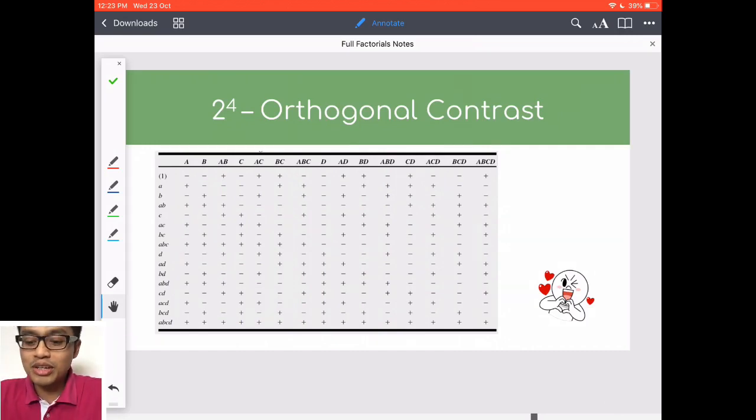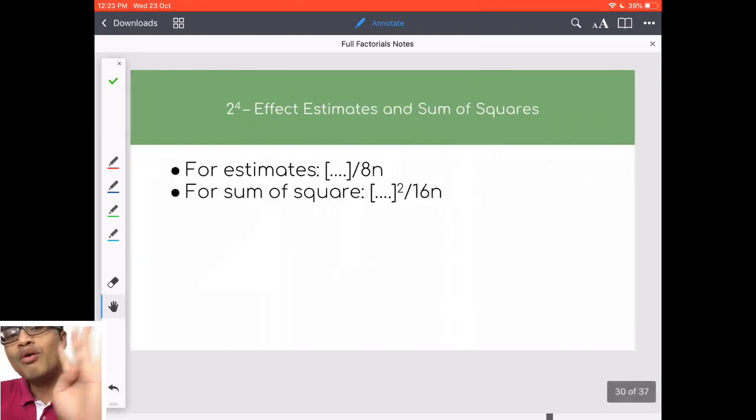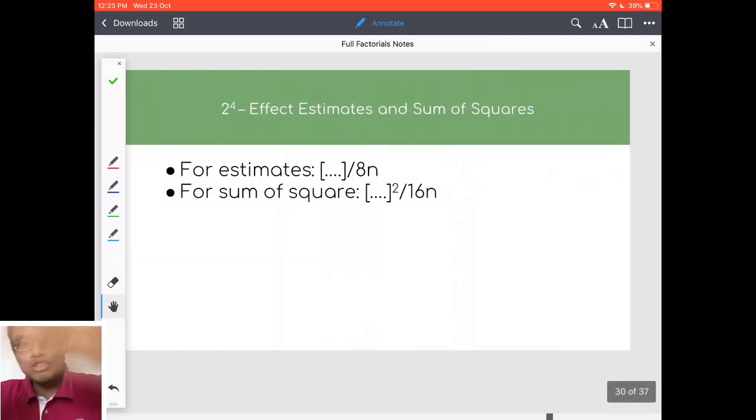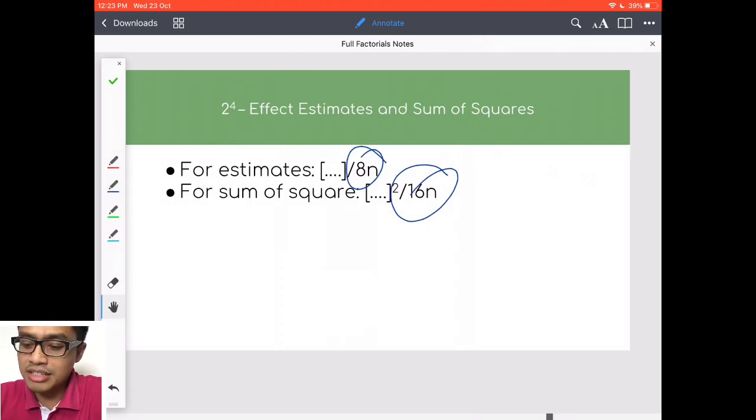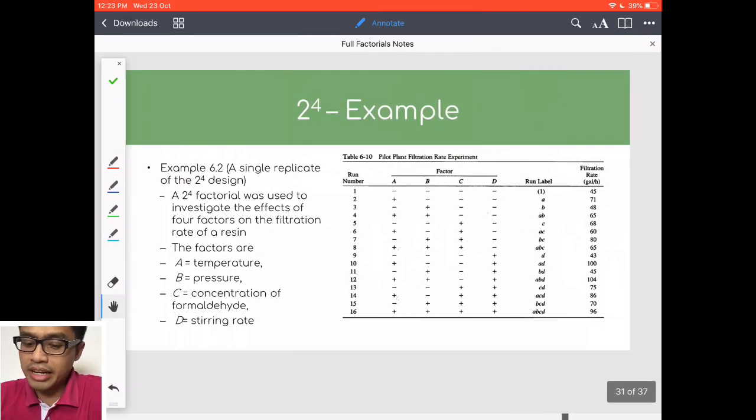2 to the power of 4 orthogonal contrast, which gives you 4 factors and 16 runs for all the calculation. And the equation increased from 4n for effect estimates to 8n. Sum of square from 8n becomes 16n. Next, the factorial example, straight ahead.